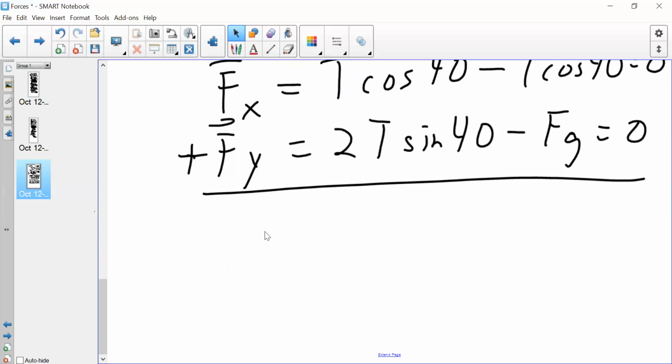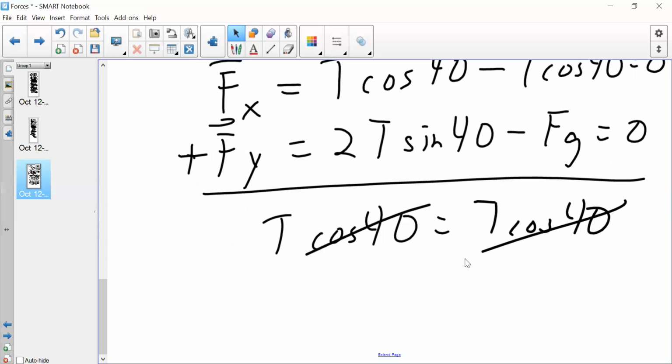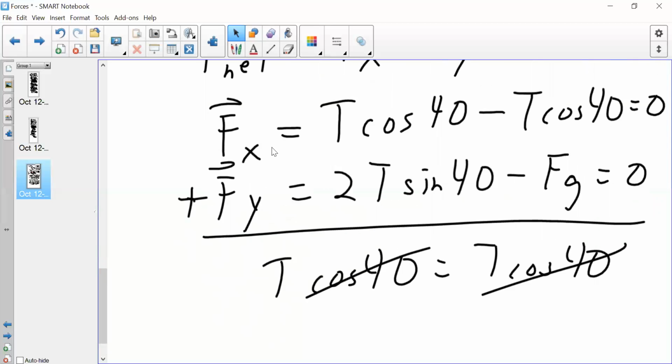Okay, so T cosine 40 equals T cosine 40. I mean, you can't do anything with it. They're equal. 1 equals 1. Nothing you can do. You can't solve for tension using the x-axis. You can take one set of forces in one axis to solve for what you need to solve for. In this case, you can't solve for the tension using the values in the x-axis. So the only option you have is the y-axis.